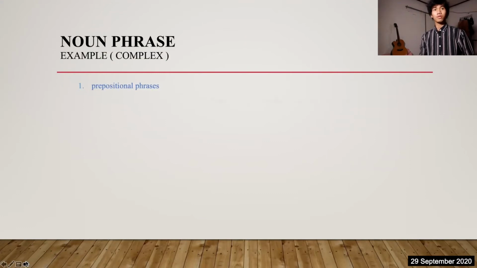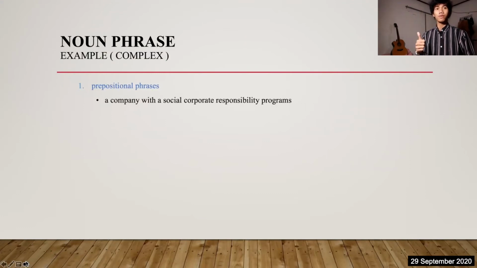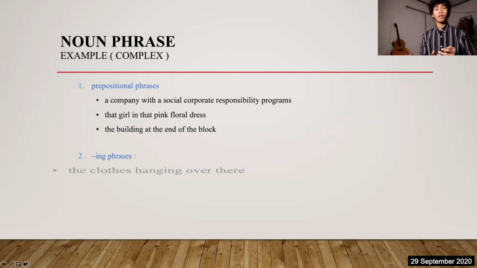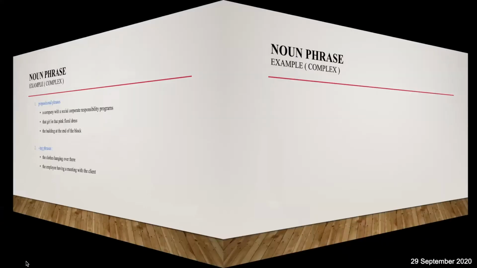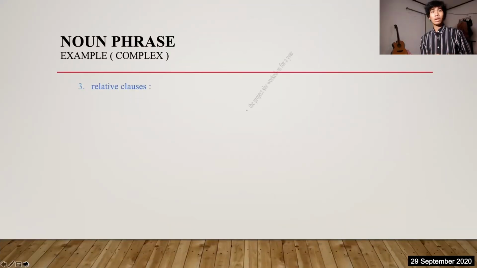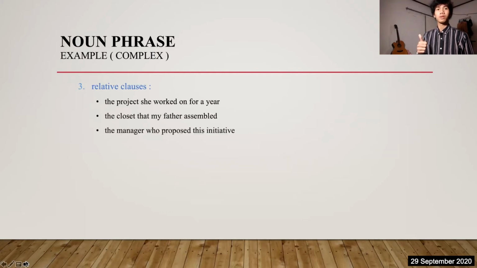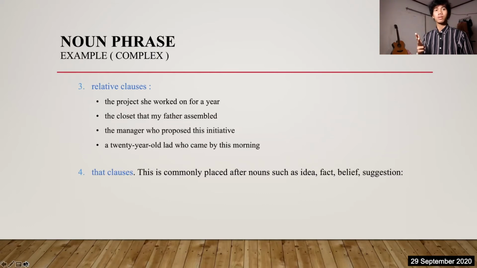The examples of prepositional phrases are a company with a social corporate responsibility programs, that girl in that pink floral dress, the building at the end of the block. The examples of ing phrases are the clothes hanging over there, the employee having a meeting with the client. The examples of relative clauses are the project she worked on for a year, the closet that my father assembled, the manager who proposed this initiative, and a 20-year-old lad who came by this morning.